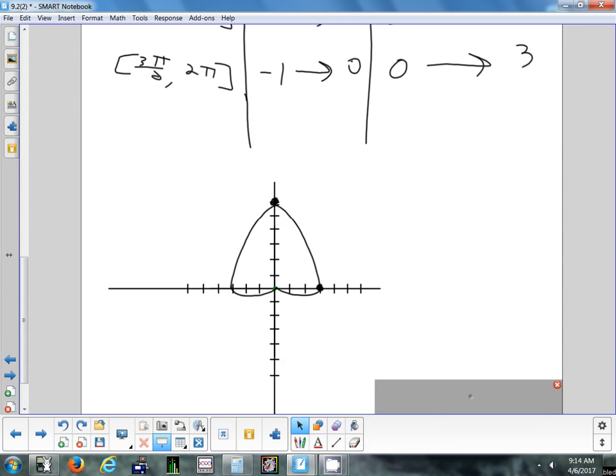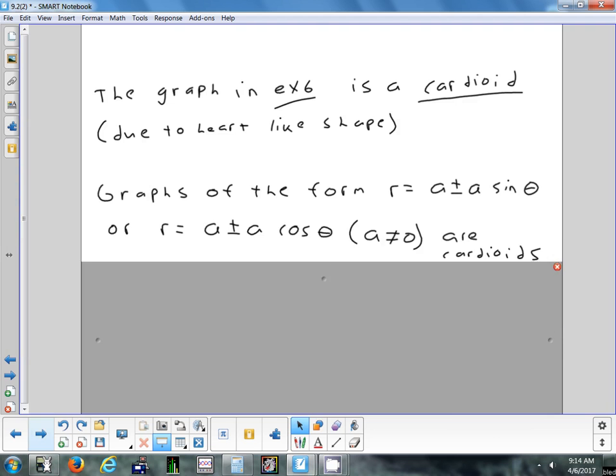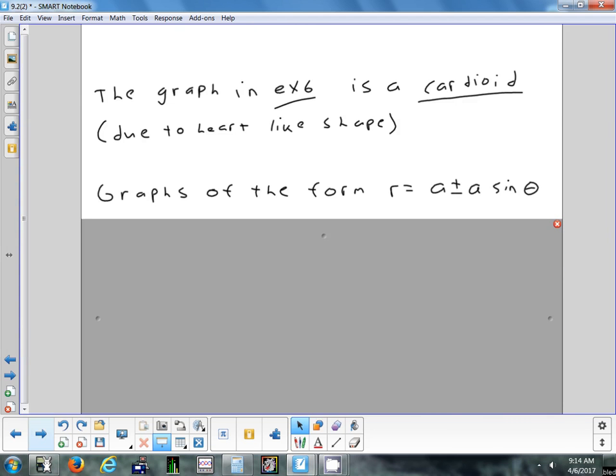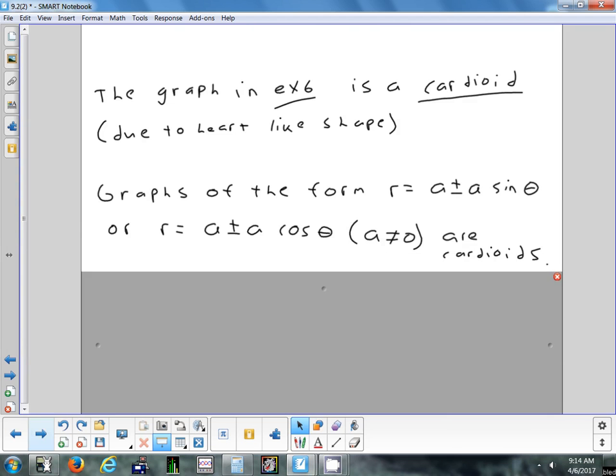In this case, it's kind of like an upside down heart. And the fact that it looks like that, that's where it gets its name from. Okay? That shape is called a cardioid. So now, anytime you see something of this form, a plus or minus a sine theta, or change the sign to cosine, a plus or minus a cosine theta, anything that looks like that is a cardioid. So when you're graphing things in polar, it's easier if you can remember things you've graphed before and the pattern they had, so then you don't have to think about it as much.